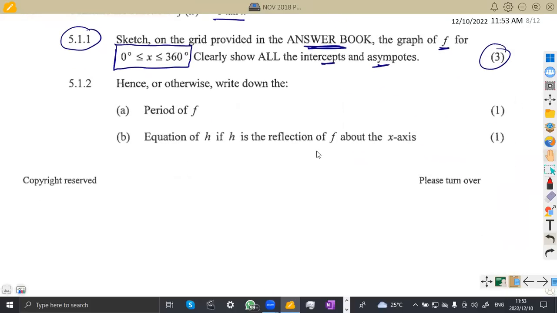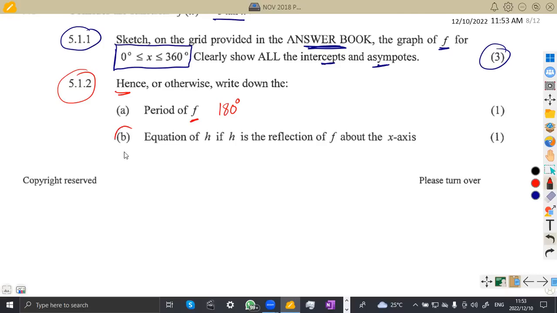After drawing the graph, we are now given "hence or otherwise." Hence is from that graph that we have. Write down the period of f. The period of f is where we have a full cycle, that's the first period of f. For tan, the period is 180 degrees. If you are dealing with sine, 360. If you are dealing with cos, it's 360.